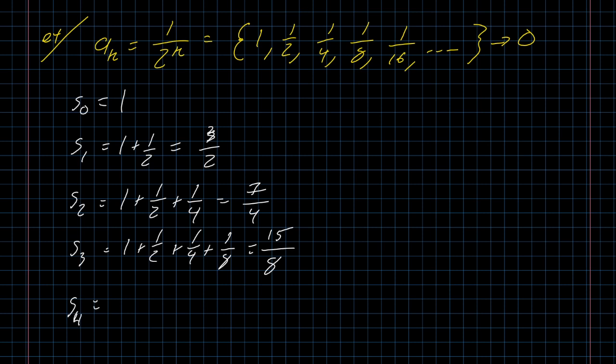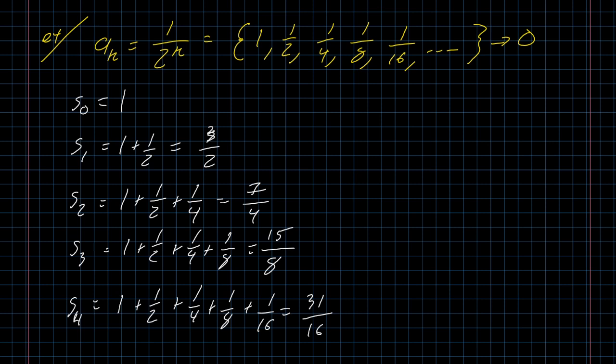S_4 is 1 plus 1/2 plus 1/4 plus 1/8 plus 1/16. That turns out as 31/16. There is a pattern to these numbers. And in trying to do calculus, identifying patterns can be dangerous because there are a lot of patterns that deceive you. But in this case, it's actually a pattern that will hold out.